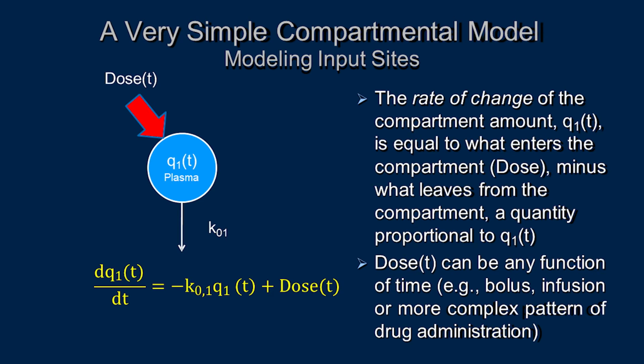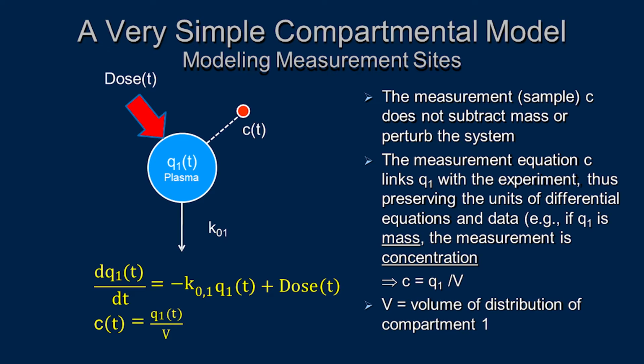And the last ingredient of the model is the measurement, often shown as a dotted line from the measurement location. And usually when we work with drugs, with pharmacokinetics, we measure concentrations. And so the concentration in this case is the amount Q1 divided by a certain volume, which is the volume of distribution of compartment 1. And so I just throw it in here. These entities that I'm talking about, K01 and V, are essentially parameters, and they shape the behavior of Q1 of T depending on their values, right, and depending on the dose and the input.